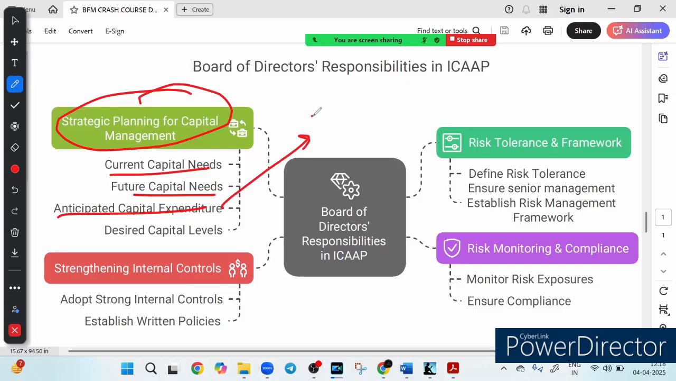So anticipated capital expenditure means you are planning for investment and you are planning for expansion. That is called a strategic planning for capital placement. And the fourth thing is desired capital level, which means ensuring adequate capital buffer for risk resilience.